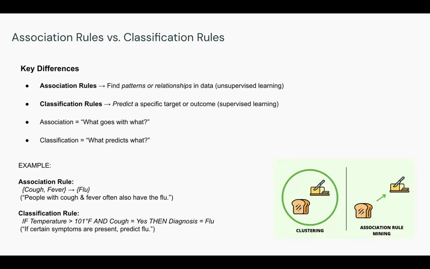Classification rules, however, are supervised. They predict a target outcome based on input variables, such as predicting the flu diagnosis from a high temperature and cough. The key difference is that association asks what goes with what, while classification asks what predicts what.